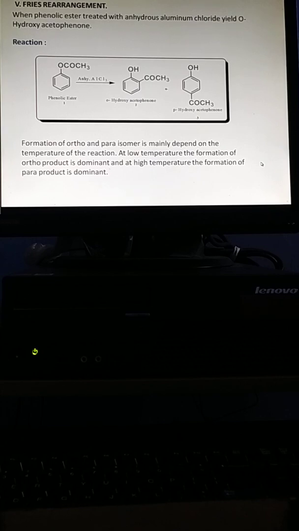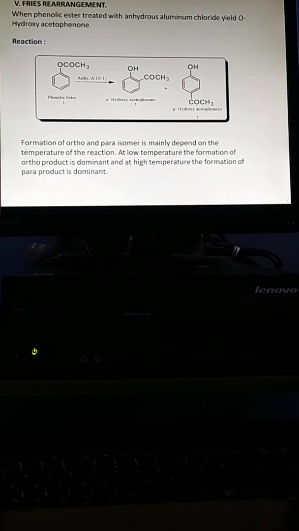The formation of ortho and para isomers mainly depends on the temperature of the reaction. At low temperature, the formation of ortho product is dominant, and at higher temperature, the formation of para product is dominant. So at the lower temperature, the dominant product will be the ortho isomer, and the para isomer will be in a lesser percentage. At higher temperature, the orthohydroxyacetophenol percentage is less, and the percentage of para-hydroxy isomer is more. So this reaction is temperature dependent.